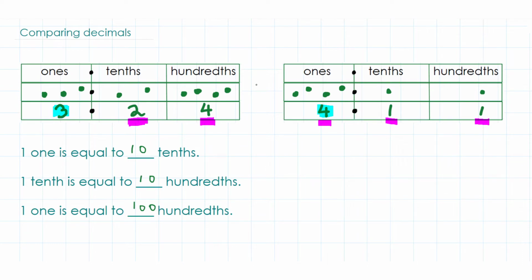So what symbol should I put here? Are you imagining in your head? 3.24 is smaller than 4.11. I hope that makes sense. One more example to look at.